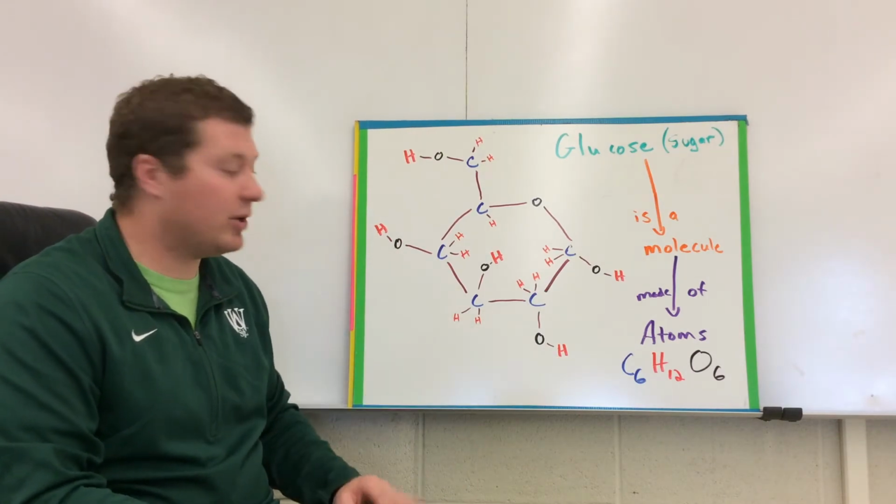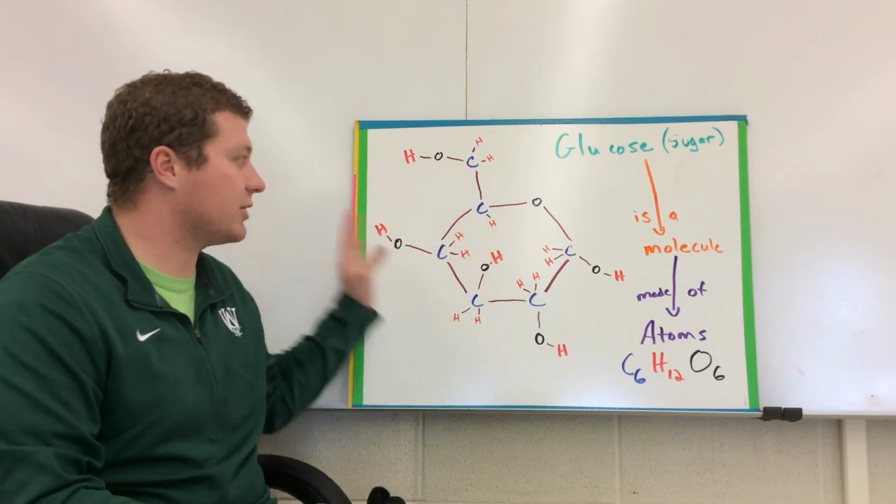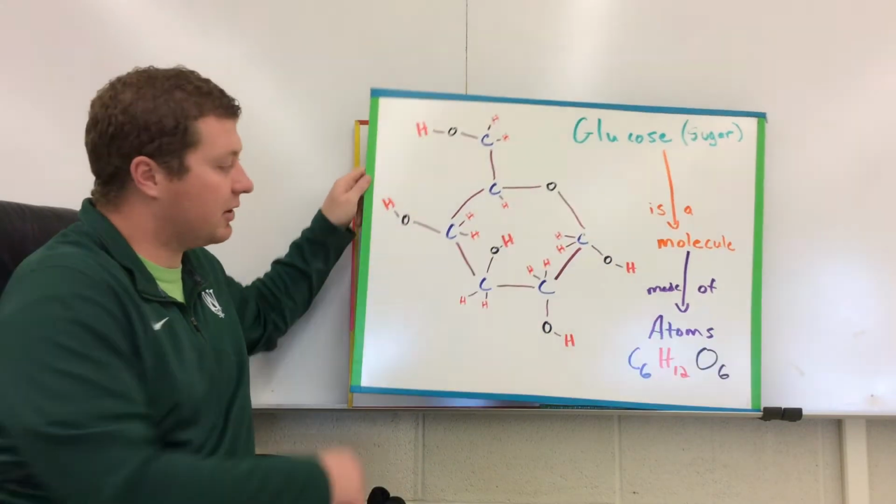But if you total them up, you'd have 6 carbons, 12 hydrogens, and 6 oxygens. And that's the structure of glucose. So that's a molecule.